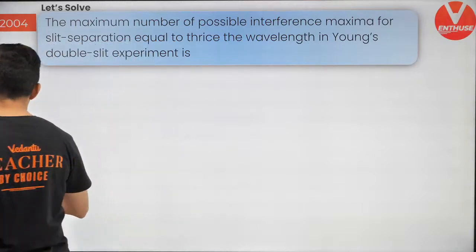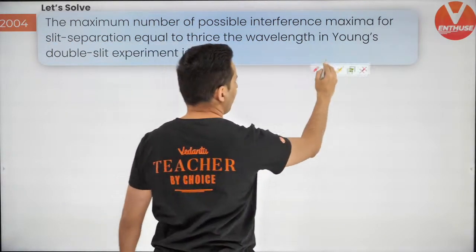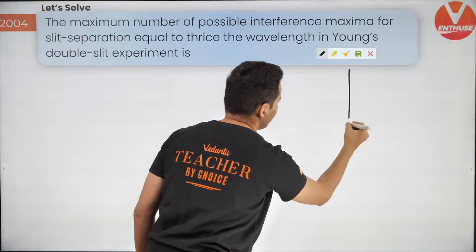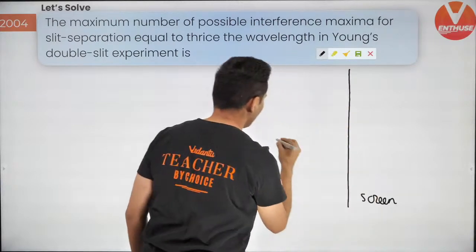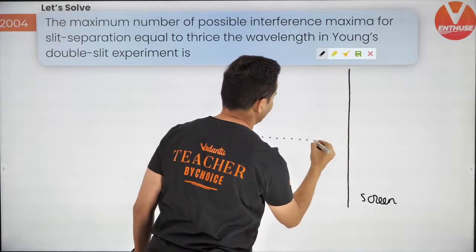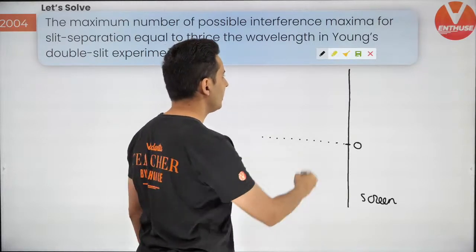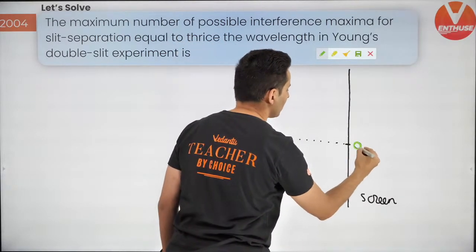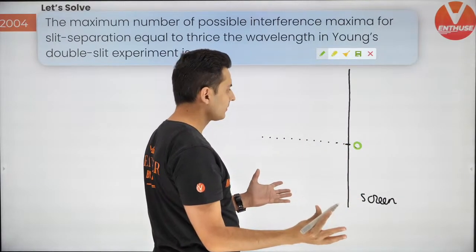Okay, now I'll tell you how to solve this. Just some time back, I told you that, if, for example, this is our screen and this is a point directly in front of the screen, all right? At that point, you are going to see 0 path difference, okay?